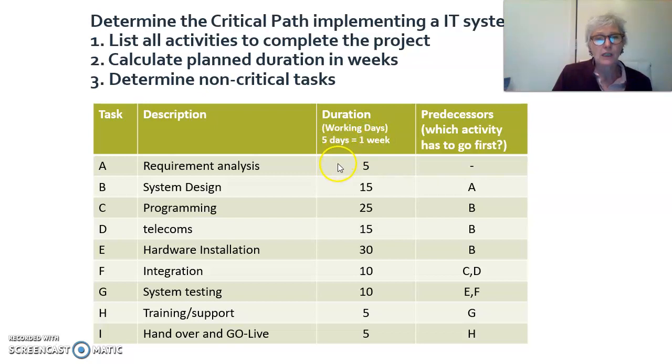So task A, the requirement analysis, takes 1 week, and the system design takes 15 days, which is 3 weeks. So we have decided how many weeks or days are necessary for the activities mentioned. Then the next step is to decide which activity has to go first.